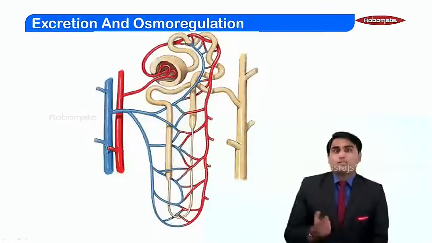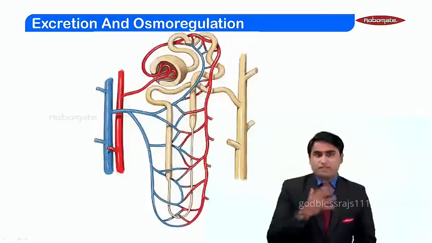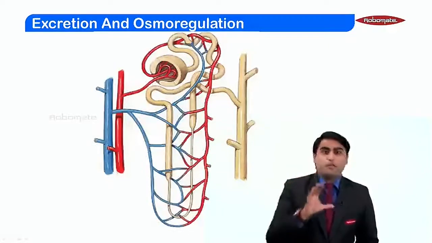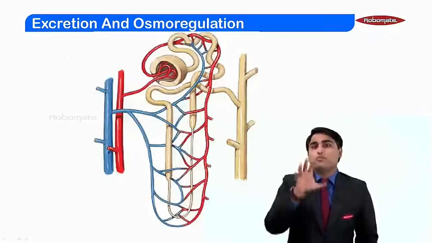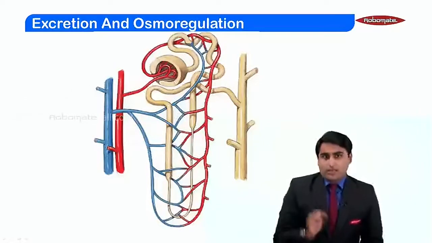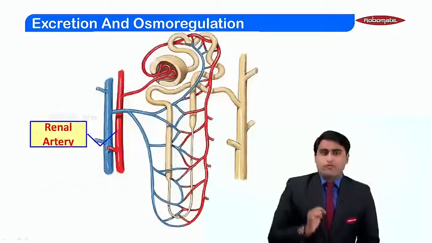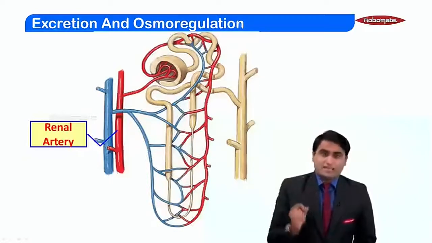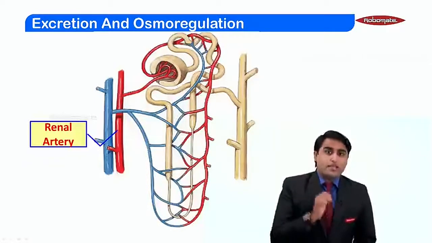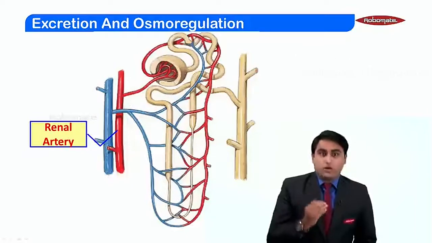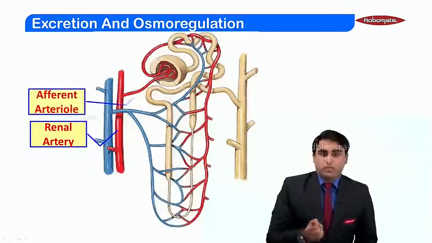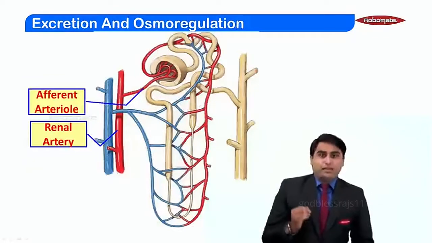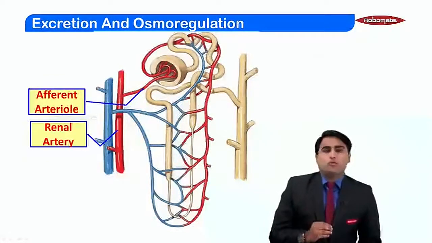Now let's see what is the blood supply of the nephron. You can see various blood vessels going inside the nephron, coming out and forming a huge network which is superimposed over the nephron structure. Let's start one by one. As you know my friends, the kidney is supplied by the renal artery. As the renal artery comes inside the kidney, it divides into various small arterioles. One of the arterioles is the afferent arteriole. The afferent arteriole goes inside the Bowman's capsule.